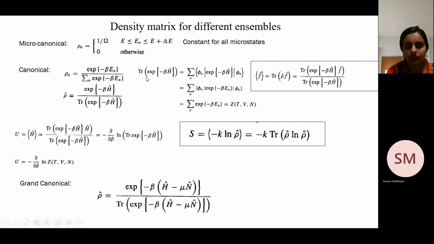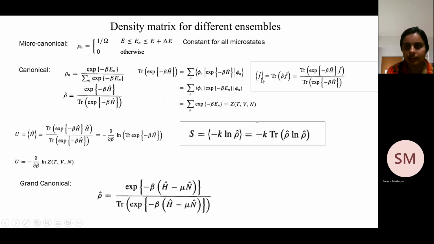Okay, so whenever we do a trace, we actually do a summation over all the eigenvectors or the basis vectors of the representation we are following. So if we have defined our matrix in terms of some basis where the basis vectors are given by phi n, then we do a summation over all these terms, and that would provide us with the trace.